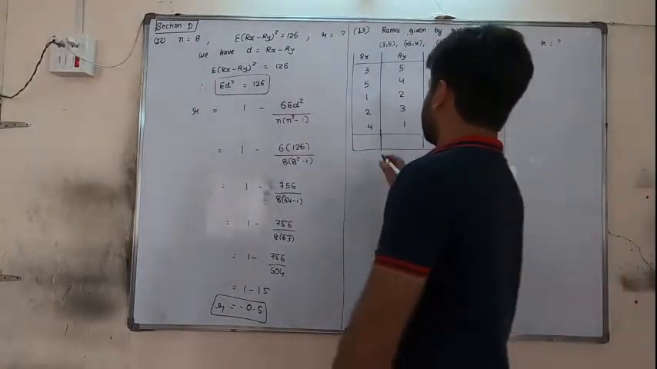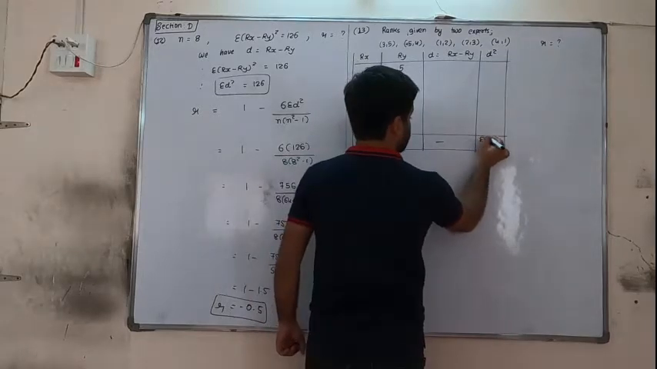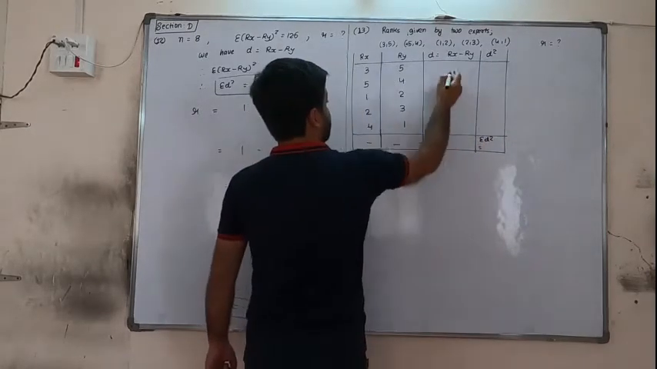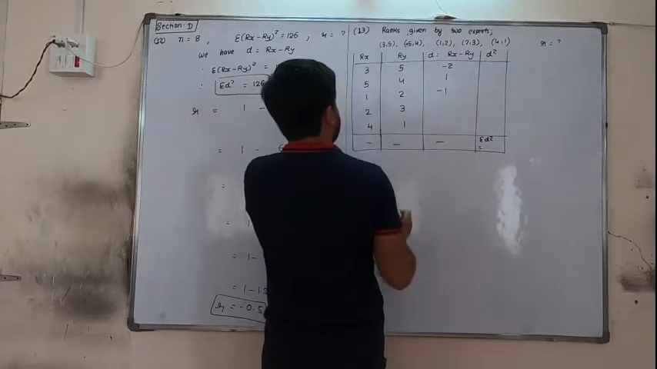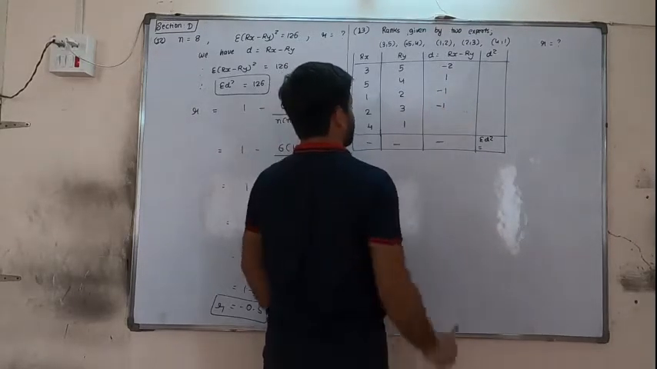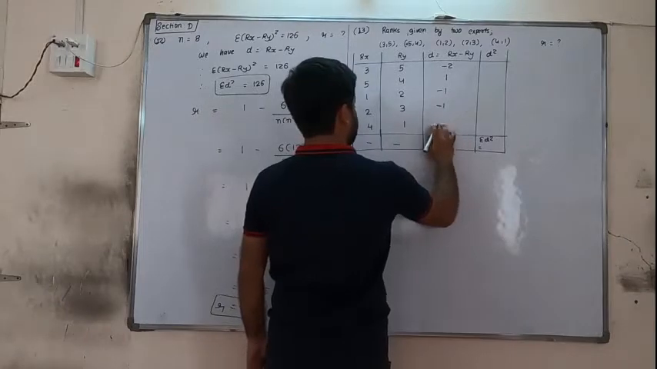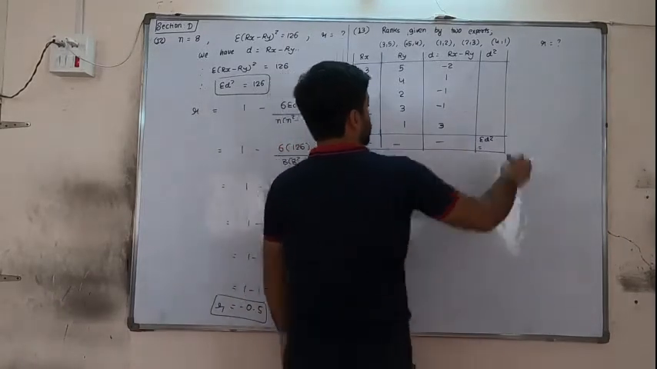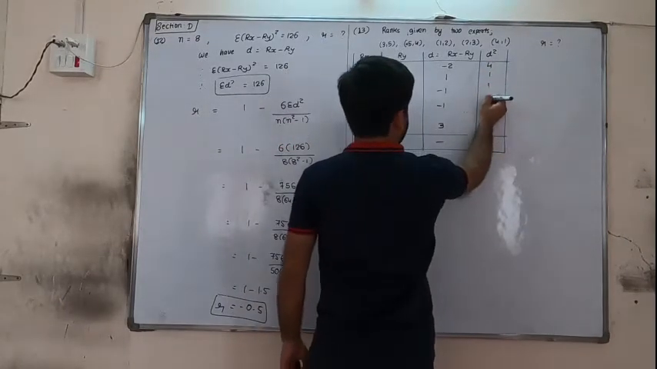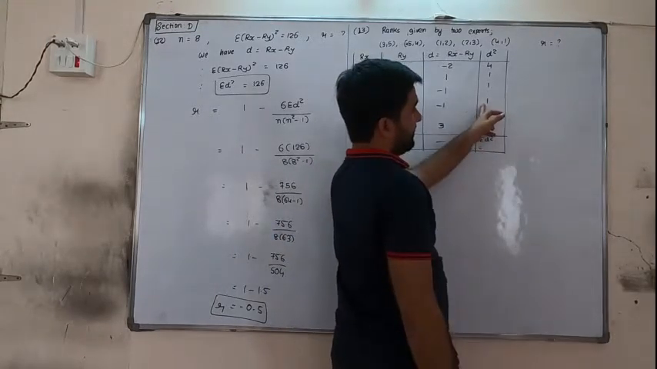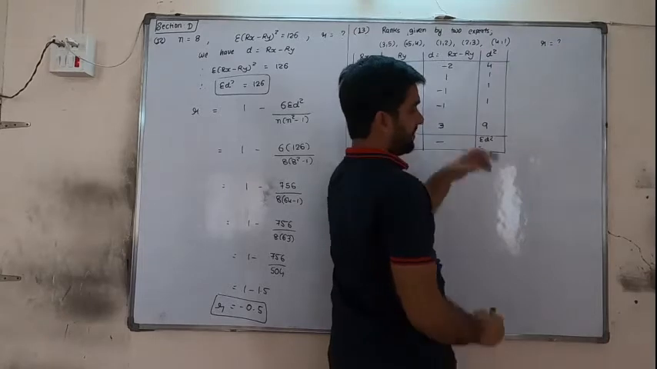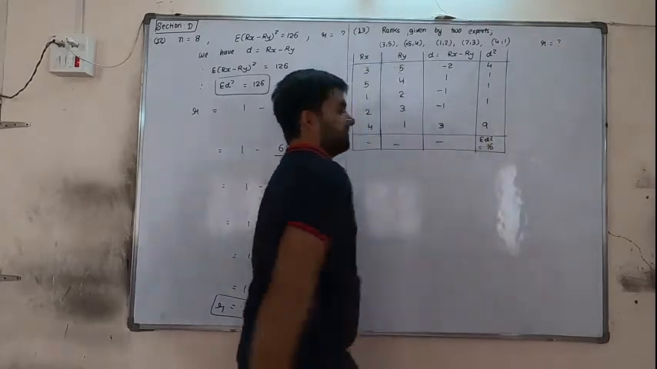We have to take the total of only d square. So sigma: 3 minus 5 is minus 2, 5 minus 4 is 1, 1 minus 2 is minus 1, 2 minus 3 is minus 1, 4 minus 1 is 3. Now the squares: 4, 1, 1, 1 and 9. 9 plus 1 is 10, 11, 12, plus 4 is 16.